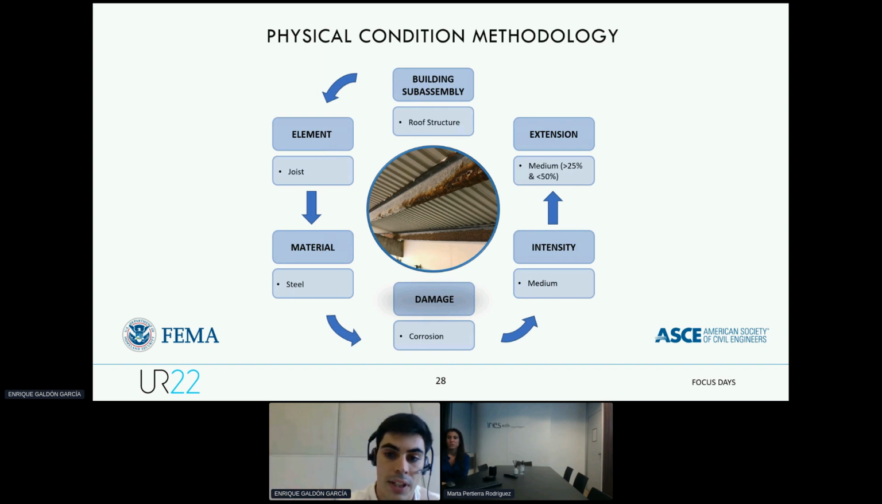So with all of these, we can estimate a score of the physical condition. We can calculate the score of the conservation state of the building.